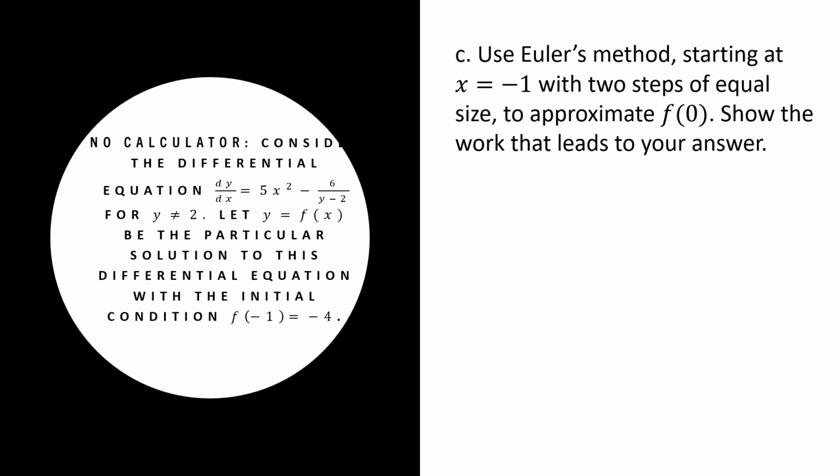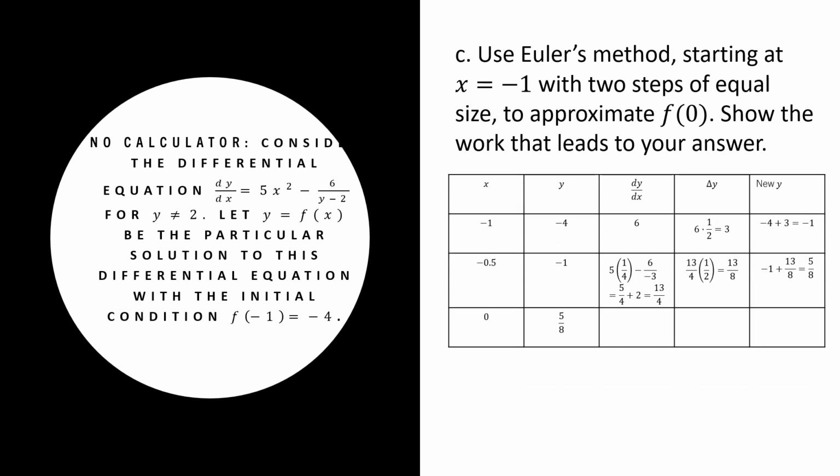All right, part C says use Euler's method starting at x equals -1 with 2 steps, or 2 equal steps to approximate f of 0. So with 2 equal steps, I'm going from -1 to -0.5 to 0. Show all the work that leads to your answer. Your table is your work.